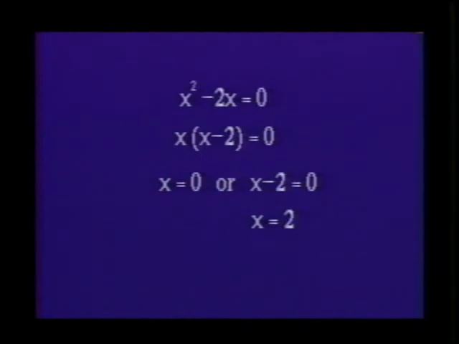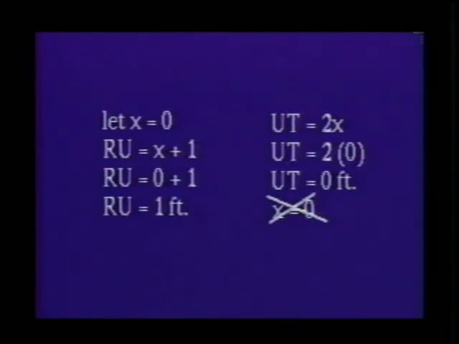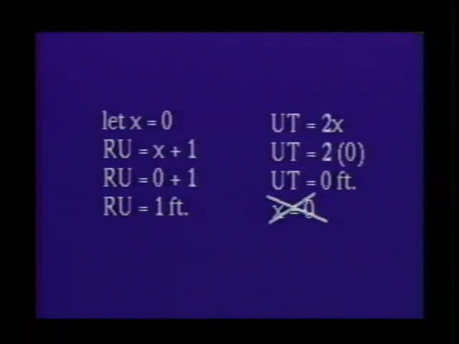If we substitute 0 for x in each expression that represents a length or width, we find side RU has a length of 0 plus 1, which is equal to 1 foot, and side UT has a length of 2 times 0, which is 0 feet. Since side UT has 0 length, we must discard this value because no rectangle is formed.